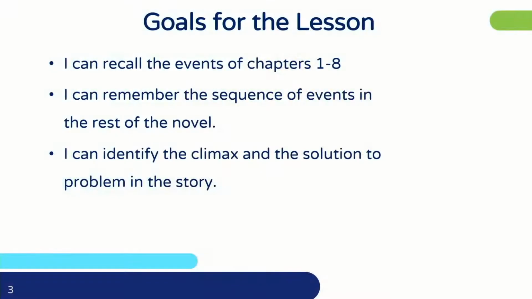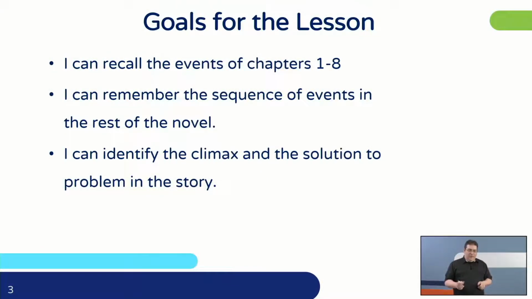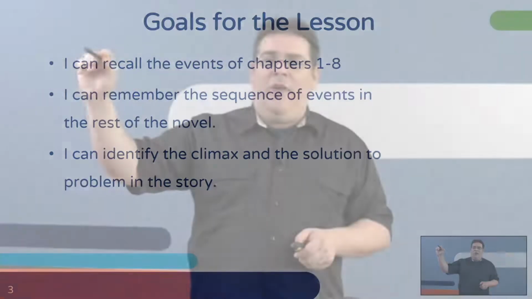So let's get started. What are our goals for this lesson? Kind of similar to the goals of the previous lesson. You can recall what happened in chapters 1 through 8, so we're going to do a little review of what we did in our last session. Second, remember the sequence of events in the rest of the novel, and identify the climax and the solution to the problem of the story, which is called the resolution. And the climax, remember, is the turning point of the story, where all the actions build up to the greatest action, and then from there, actions kind of slow down towards the end.